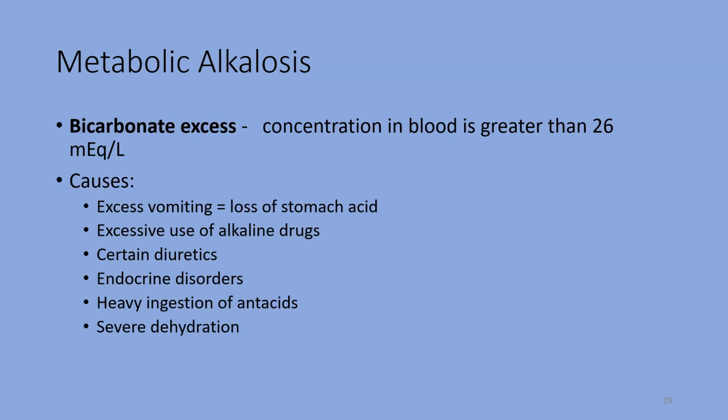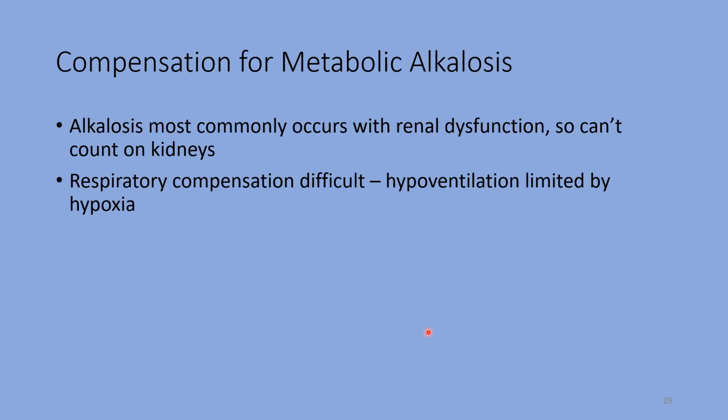Metabolic alkalosis: the bicarbonate level increases to more than 26 milliequivalents per liter. Most common causes: excess vomiting, loss of more acids, excessive use of alkaline drugs, certain diuretics, endocrine disorder, heavy ingestion of antacids, severe dehydration. Metabolic alkalosis most commonly occurs with renal dysfunction, so we cannot count on the kidney, and it is very difficult to manage.